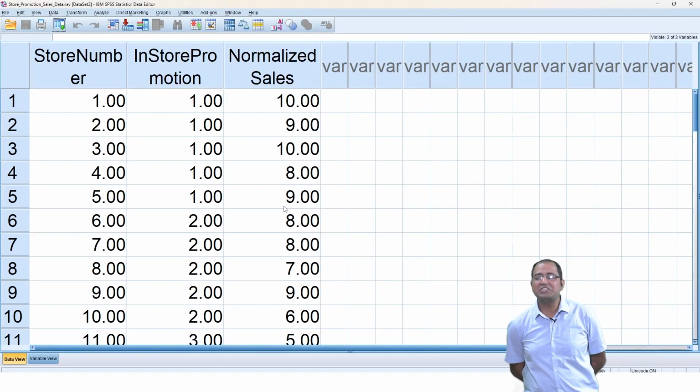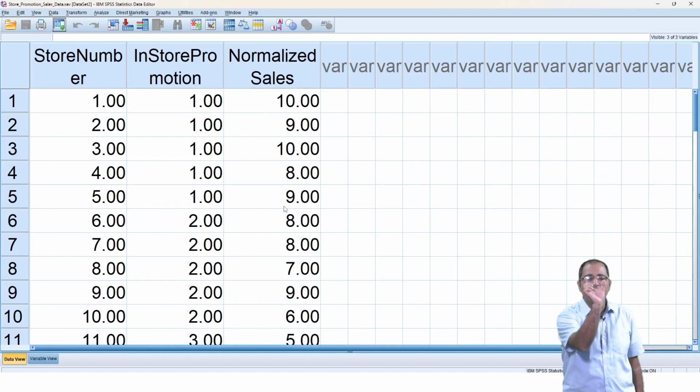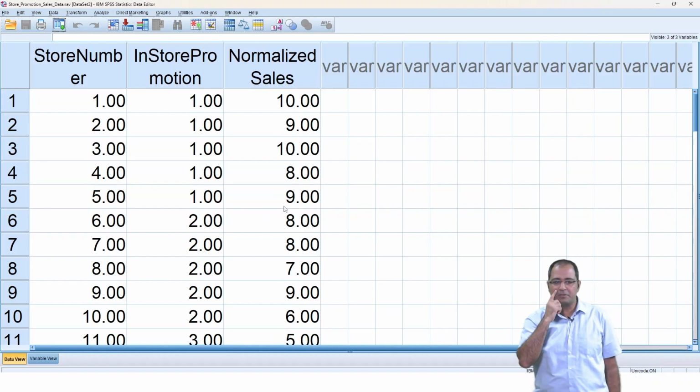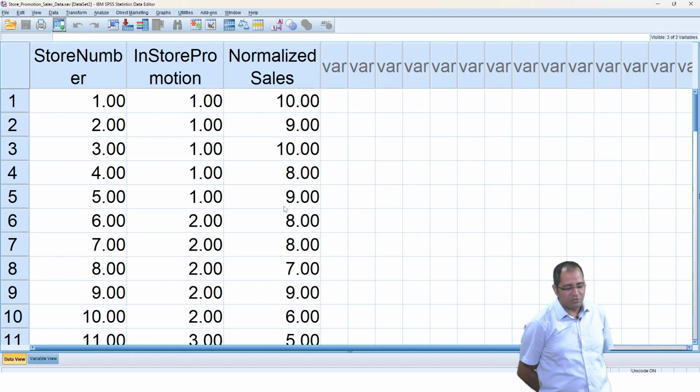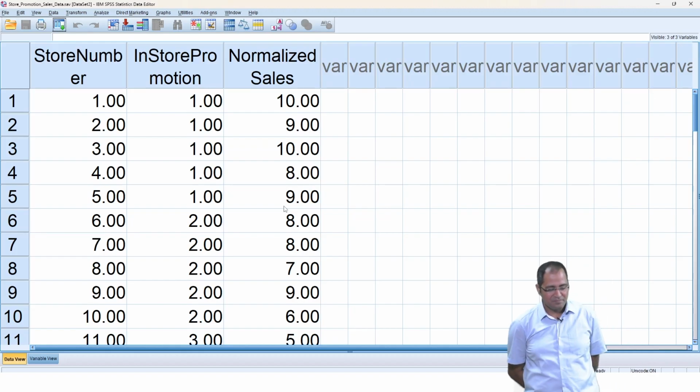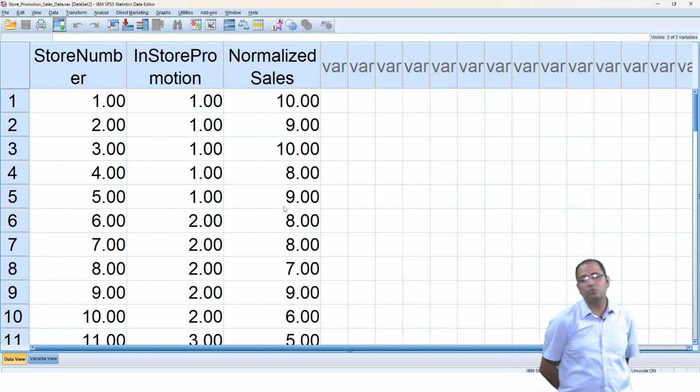Now independent sample t-test we use when we have two groups and we want to compare them on a metric variable. ANOVA we use when we have more than two groups and we want to see whether they differ on the metric variable. So we are using ANOVA here because this problem is such that there are more than two groups.